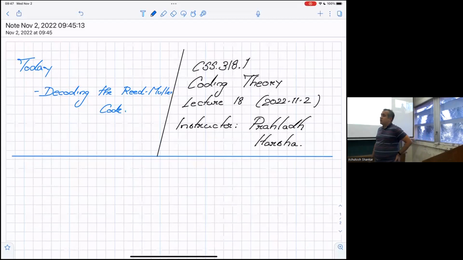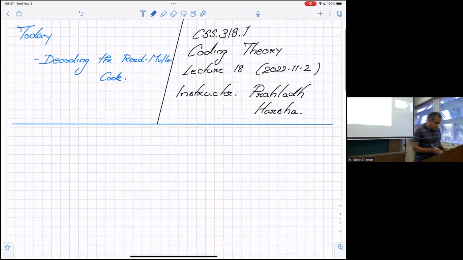Welcome to lecture 18. We'll continue our discussion on decoding algorithms for the prominent codes that we have studied, and today the focus will be decoding the Reed-Muller code. So let's quickly recap what the Reed-Muller code is.